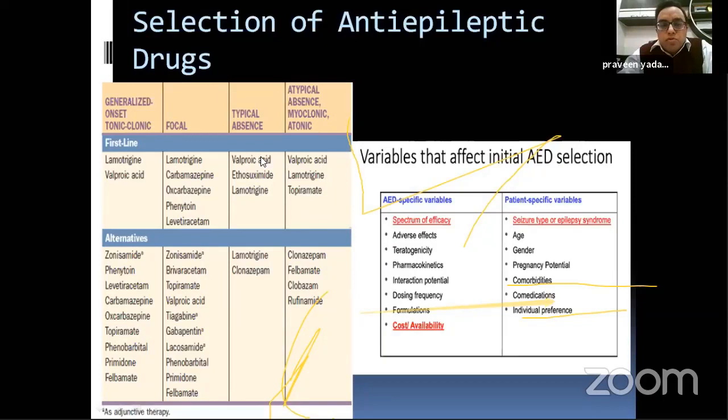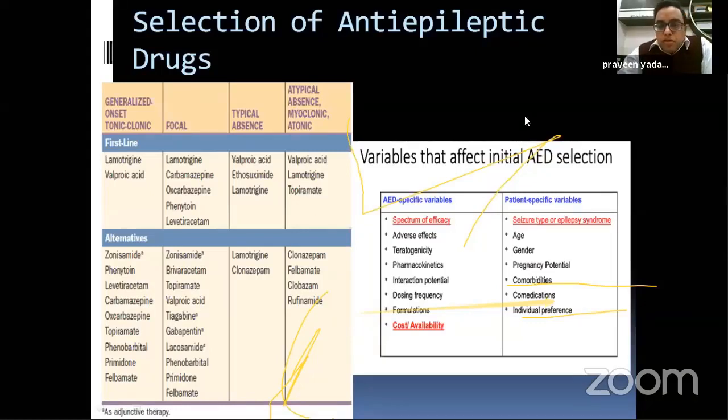Sodium valproate is also equally efficacious. Lamotrigine will be the other drugs which can be used. Levetiracetam, being a broad spectrum agent, can also be used in this group. Clonazepam is a very useful add-on therapy for valproic acid in this typical absence epilepsy. If it's an atypical absence or myoclonic seizures, then valproic acid, lamotrigine, and topiramate will be the drug of choice.